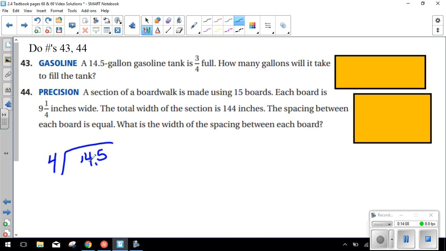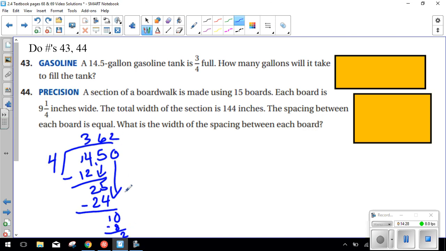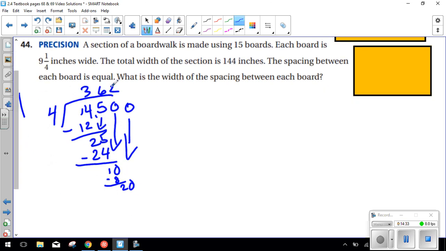So 4 goes into 14 3 times. That gives us 12. Subtract and bring down. 4 goes into 25 6 times. That gives us 24. Subtract and bring down. 4 goes into 10 2 times. Subtract and bring down. And 4 goes into 20 5 times. Subtract, and we're done. Decimal point goes straight up. So my final answer is 3 and 625 thousandths.